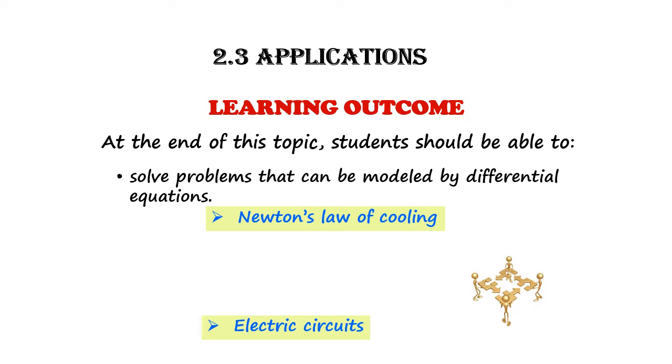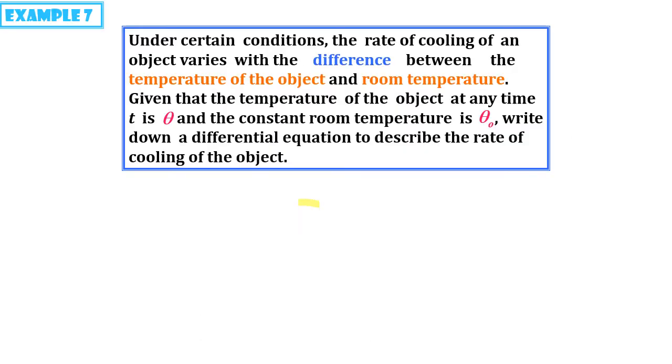Okay, next, we go straight to the example. Under certain conditions, the rate of cooling of an object varies with the difference between the temperature of the object and the room temperature. Given that the temperature of the object at any time t is theta, and the constant room temperature is theta naught, write down the differential equation to describe the rate of cooling of the object. So the differential equation for this situation is dθ/dt = -k(θ - θ0).